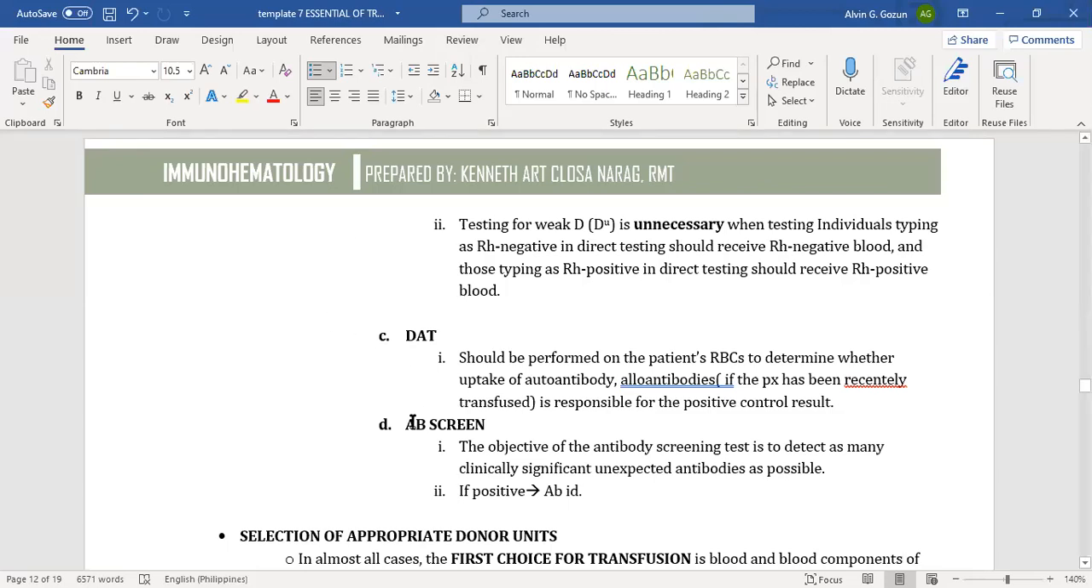Next, antibody screens. Okay, very important. Ngayon, itetest na natin kung meron bang anong antibody ang meron doon sa serum or plasma ng recipient or ng patient. Antibody screening, the objective is to detect as many clinically significant unexpected antibodies as possible. Again, kapag positive tayo sa antibody screening, proceed tayo with antibody identification. Nagigets nyo na? Okay.